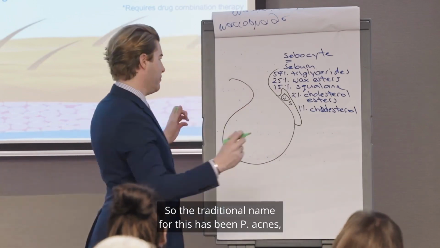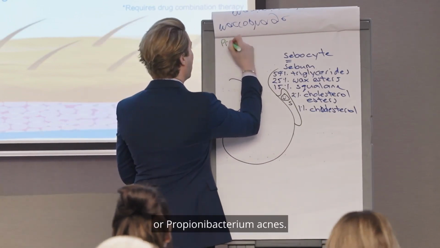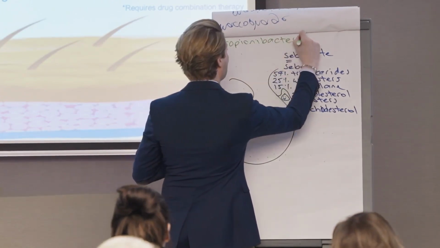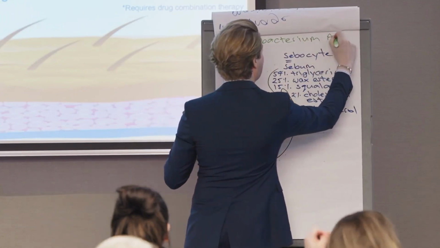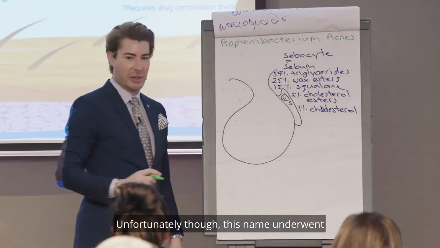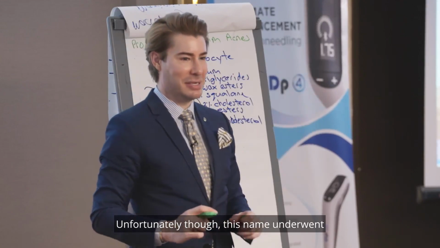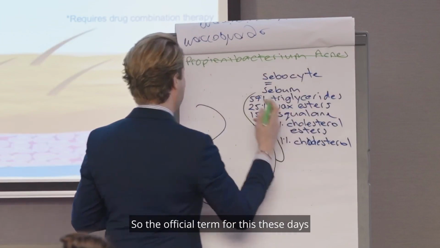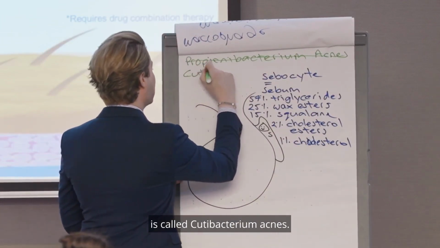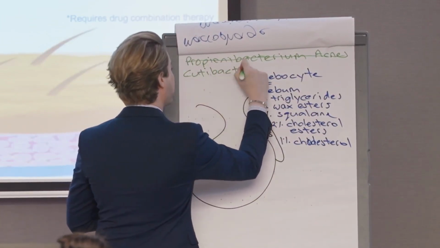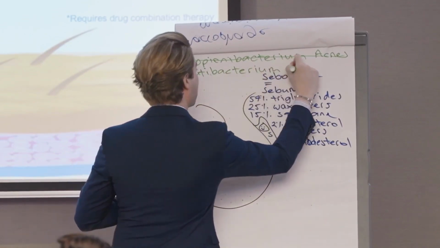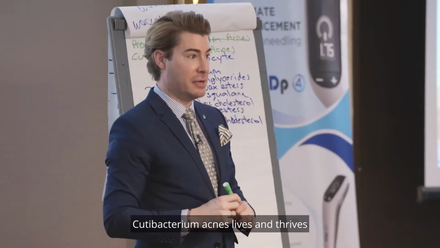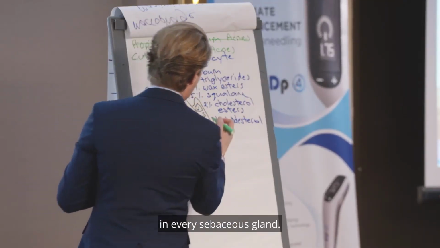So the traditional name for this has been P. acnes or Propionibacterium acnes. Unfortunately though, this name underwent a slight change in 2016. So the official term for this these days is called Cutibacterium acnes. Cutibacterium acnes lives and thrives in every sebaceous gland.